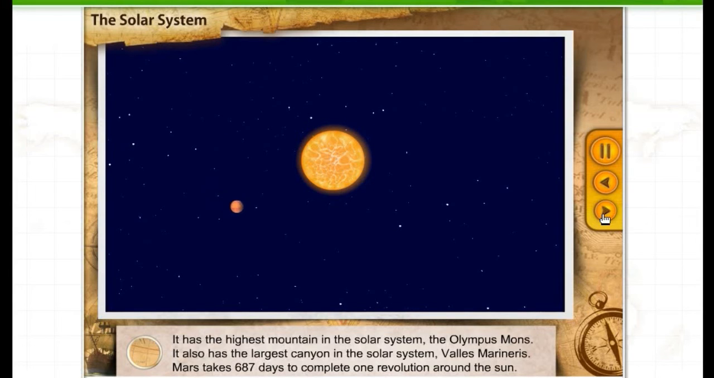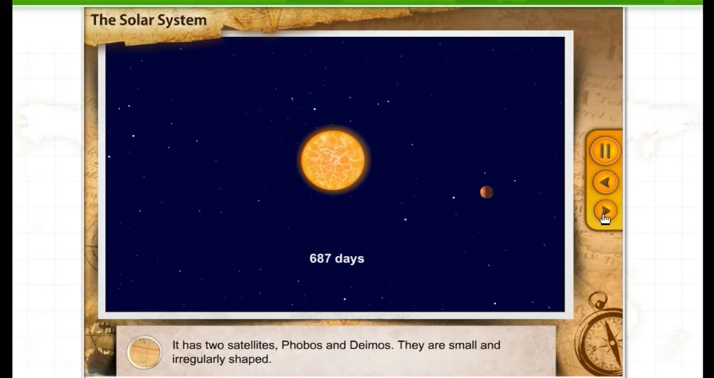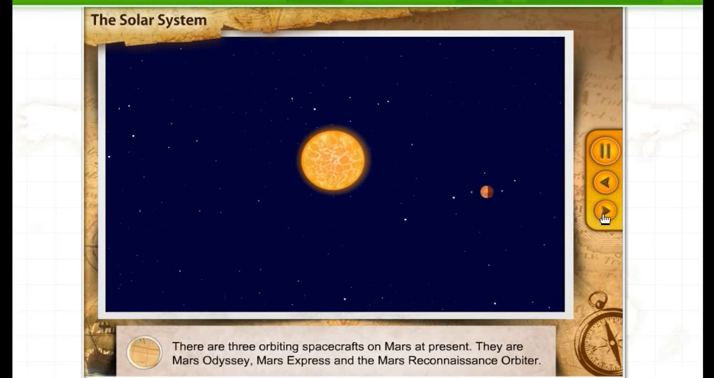Mars takes 687 days to complete one revolution around the Sun. It has 2 satellites, Phobos and Deimos. They are small and irregularly shaped. There are 3 orbiting spacecrafts on Mars at present. They are Mars Odyssey, Mars Express, and Mars Reconnaissance Orbiter.